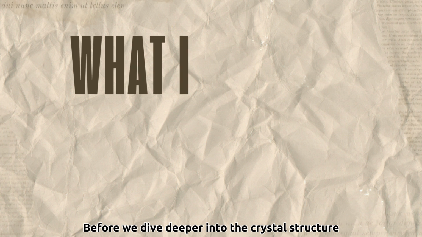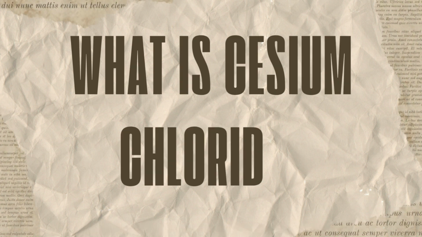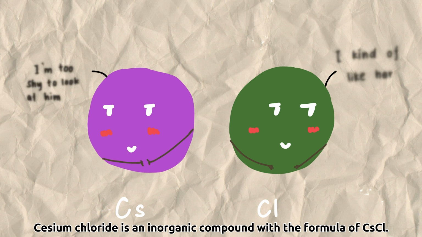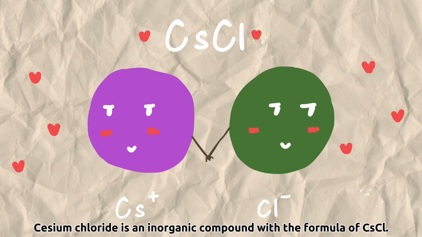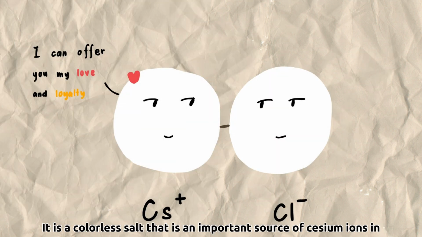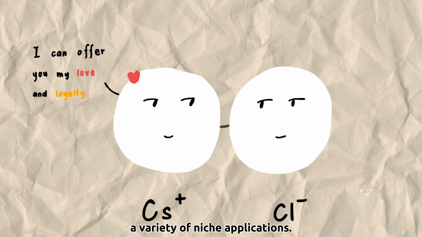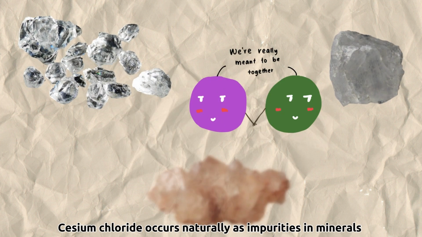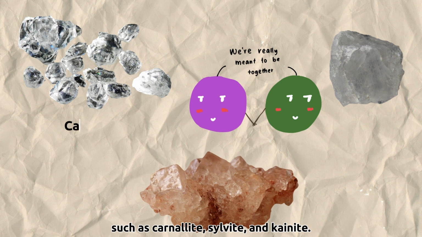Before we dive deeper into the crystal structure, what is cesium chloride? Cesium chloride is an inorganic compound with the formula CsCl. It is a colorless salt that is an important source of cesium ions in a variety of niche applications. Cesium chloride occurs naturally as impurities in minerals such as carnallite, sylvite, and kyanite.